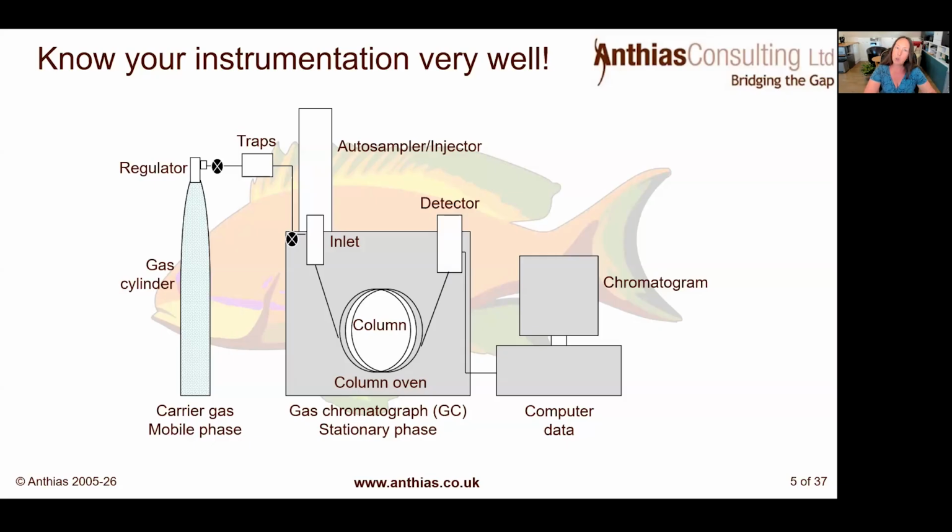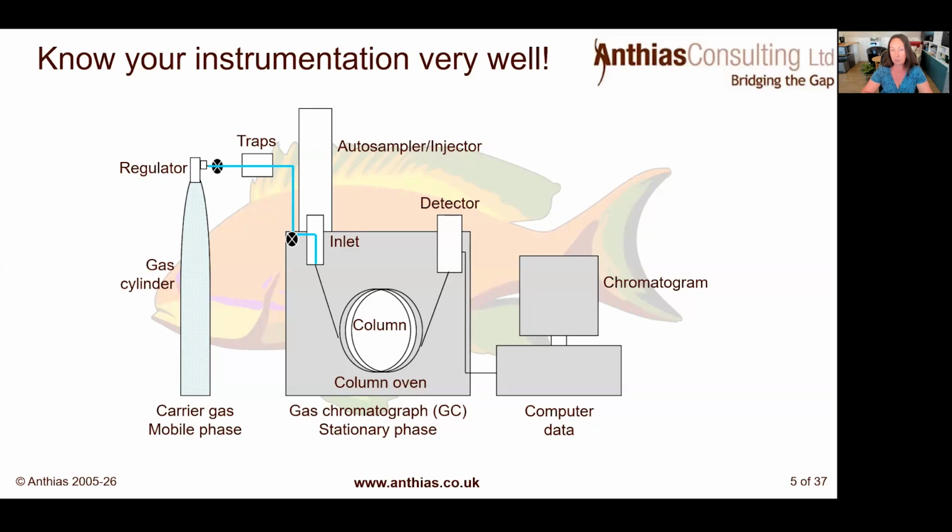So whenever I'm giving training and I send people back to their own laboratories to look at their instrumentation, you want to be looking at two different flow paths. So the first flow path is our carrier gas flow path. So what's the source of your gas? Is it a cylinder or a generator? How does it get to your instrument?